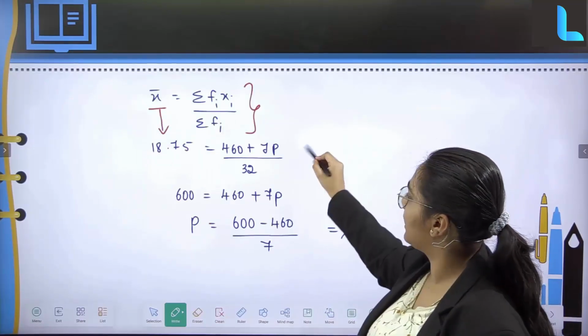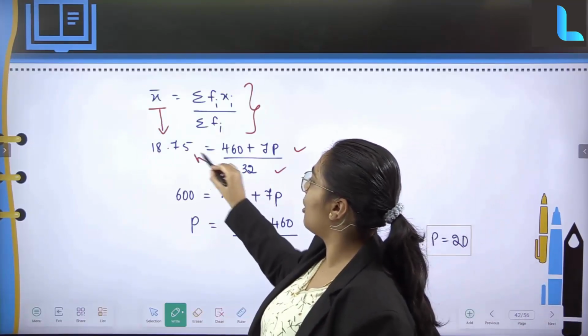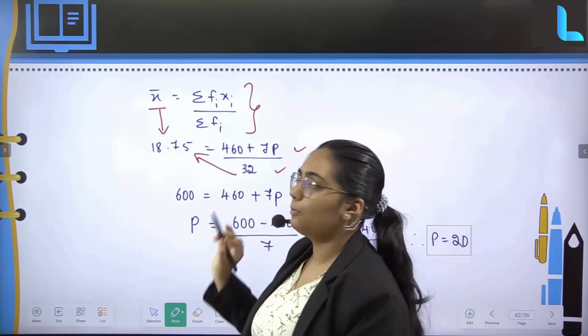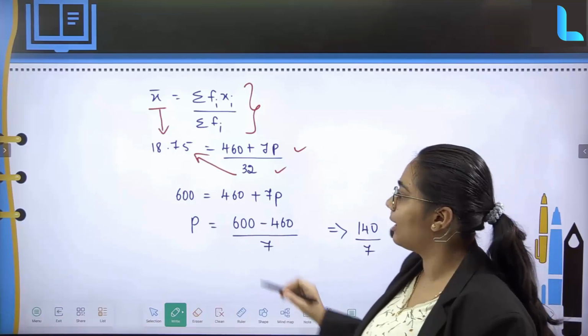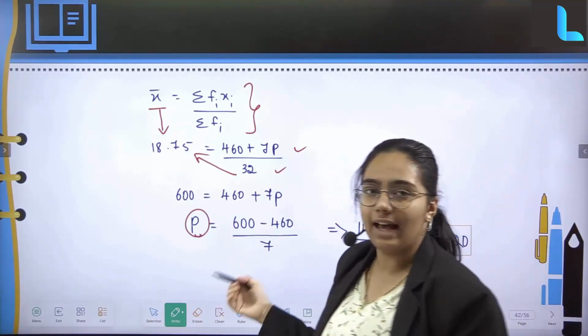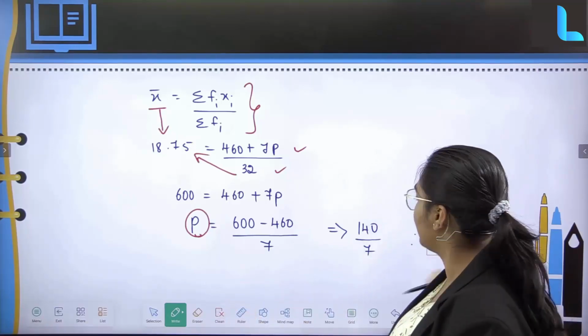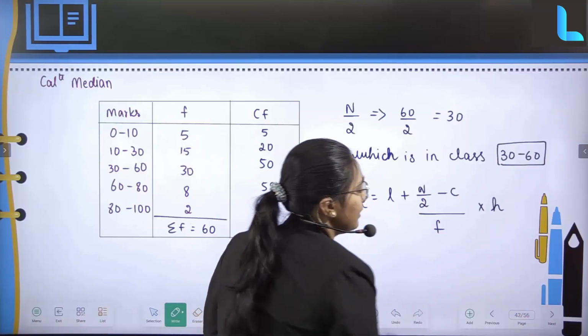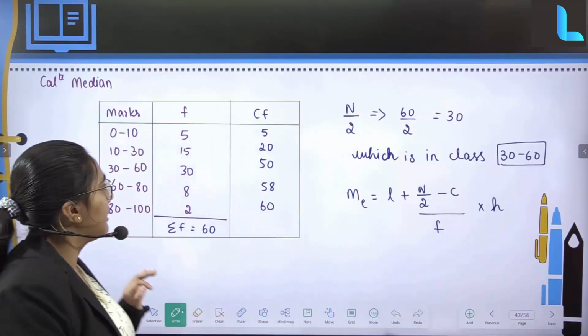Now that you have this numerator as well as denominator, I'll just cross multiply it. When I do that, 18.75 multiplied by 32, I'll be getting 600. Once I get that, I only want the value of p, which will be equal to 140 divided by 7. You will be getting the value of p to be equal to 20.